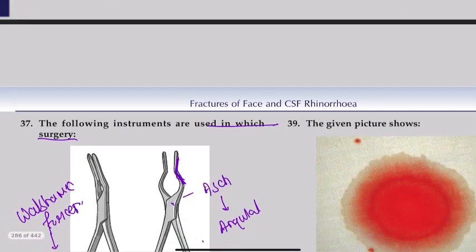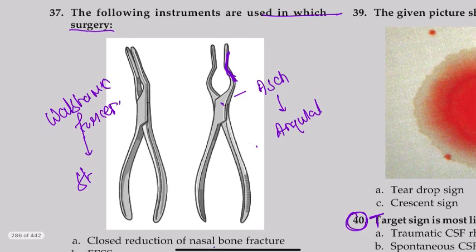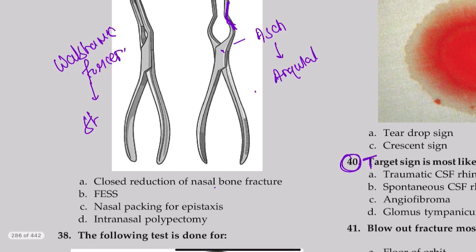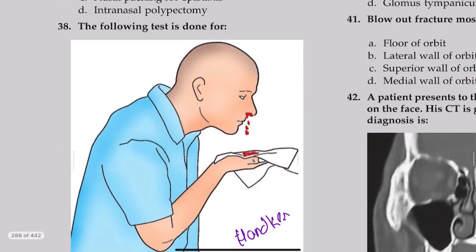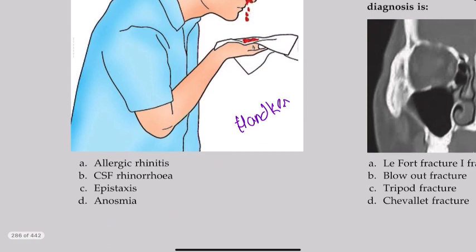Now moving to our next question: the following instruments are used in which surgery? Here the angulated one is Asch, and the straight one is Walsham forceps. It is used for closed reduction of nasal bone fracture. Similarly, the following test is done. What is this? This is the handkerchief test. It is done in CSF rhinorrhea.